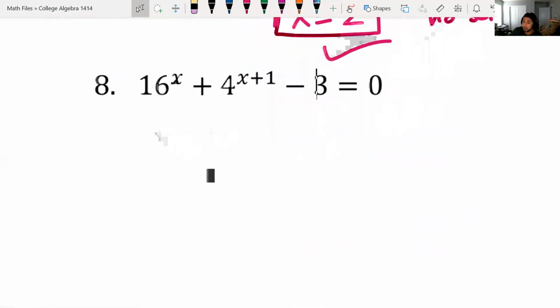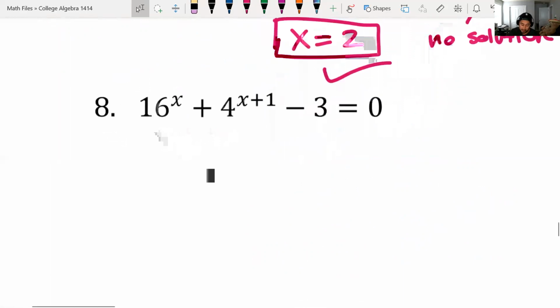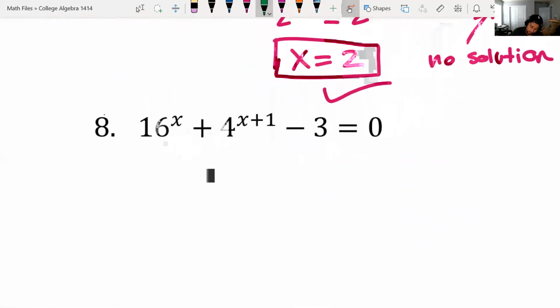This one, a little trickier. So yes, we want u to equal our middle term, right? U to be our middle term. But we run into an issue here.